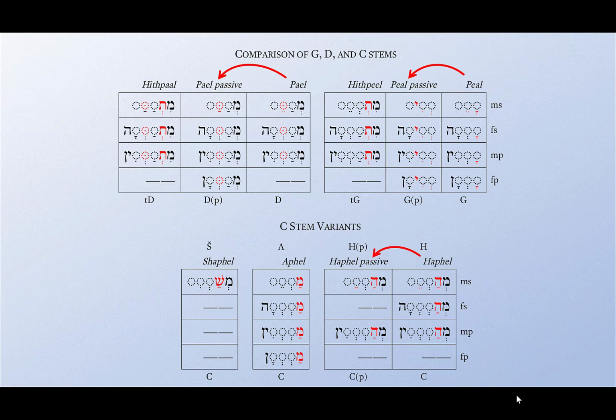And then on the bottom, the C stem, hafel, supplies the hafel passive. And we also have an afel and a shafel. And we'll take a look at those for the various C stem variants. But first, let's just look at the pa'al, the most basic form of the Biblical Aramaic participle. It's active voice, and it has this vowel pattern.